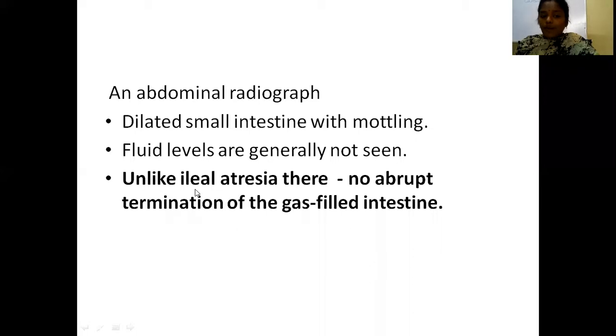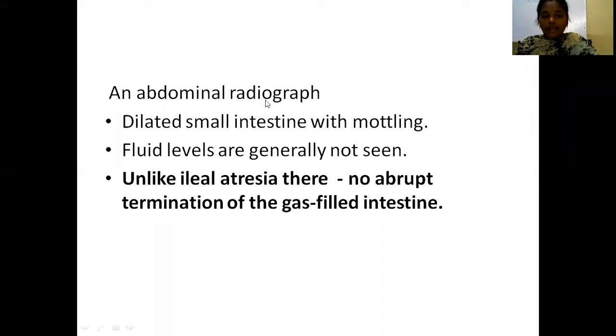One of the differential diagnoses for meconium ileus is ileal atresia, that is absence of the terminal ileum. This ileal atresia is a primary ileal atresia, whereas meconium ileus can lead to secondary terminal ileal atresia. In ileal atresia, there will be abrupt termination of gas-filled intestine. Suddenly there will be a cut off between the ileum and the cecum. However, in meconium ileus, there will not be abrupt termination of gas-filled intestine.